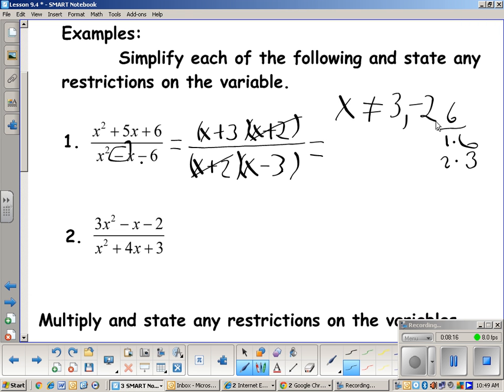All right. So we come over here and we can rewrite this as x plus 3 divided by x minus 3, and our x cannot equal 3 or -2. What about this process doesn't make sense?